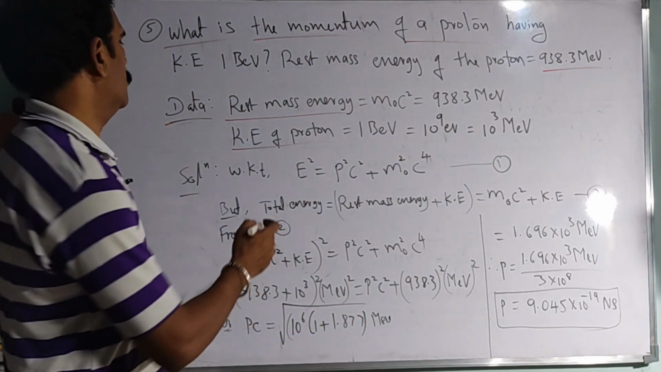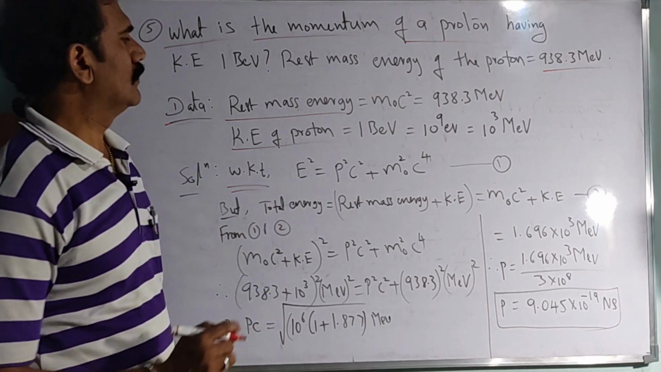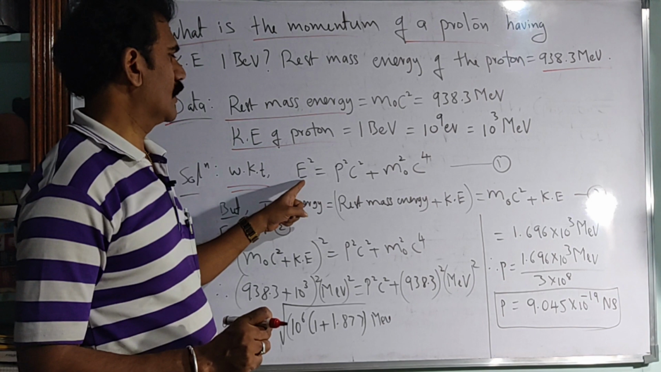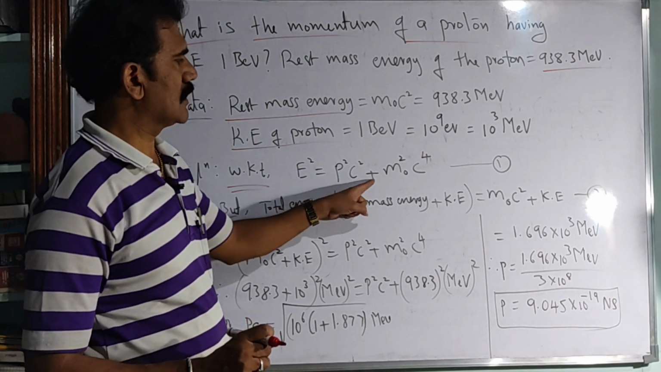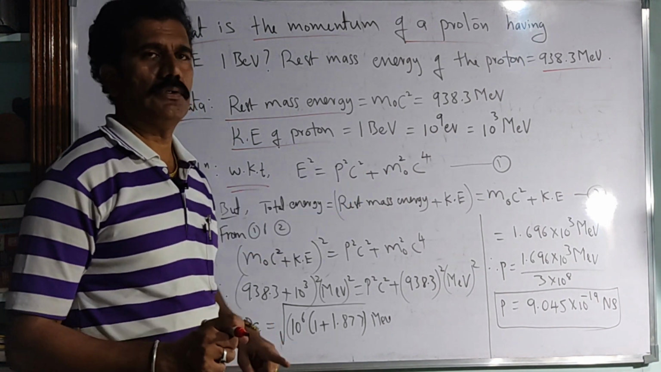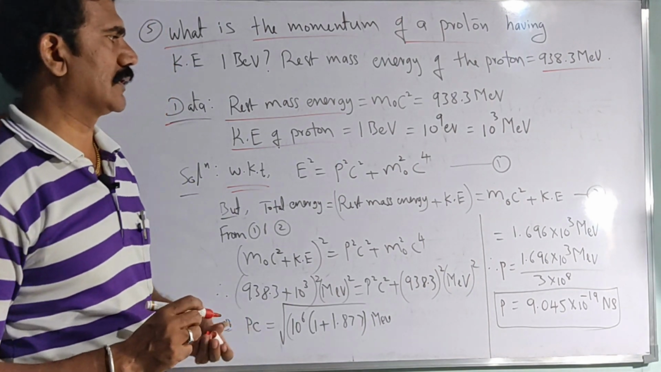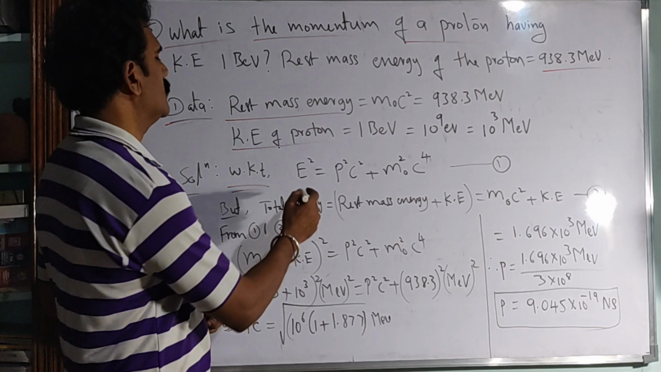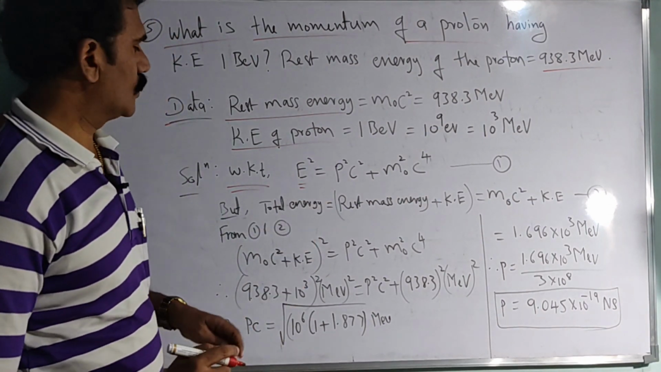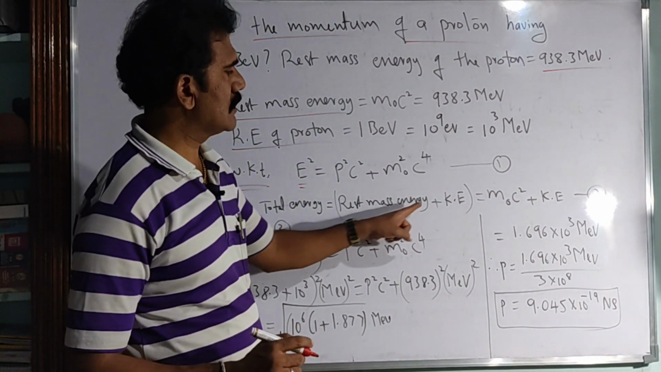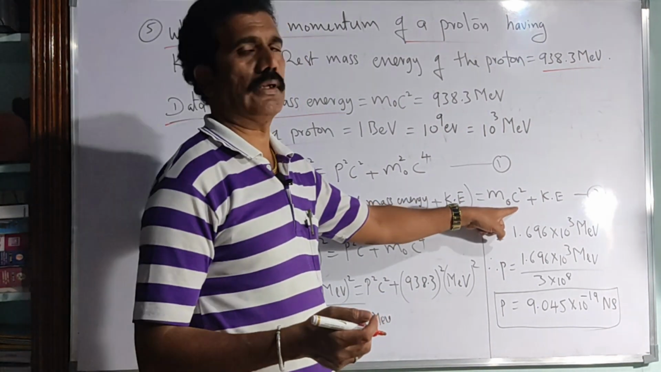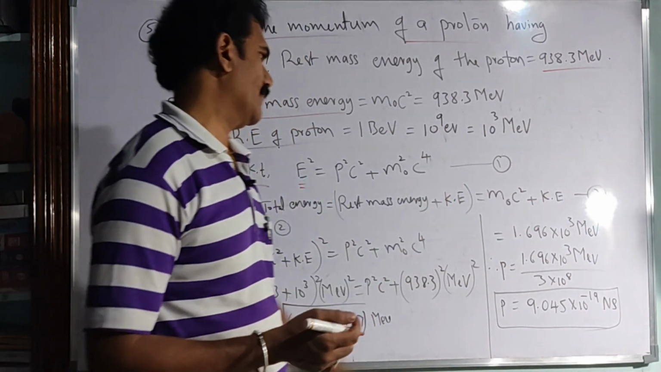Now use the equation for relativistic momentum, using the concept that total energy square is equal to p square c square plus m naught square into c to the power of 4. We have that relativistic energy equation derived already in the previous videos, okay. Now in this equation, what is the total energy? Total energy is equal to rest mass energy plus kinetic energy, and rest mass energy is nothing but m naught c square, plus kinetic energy, okay.